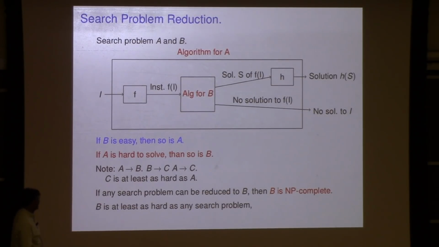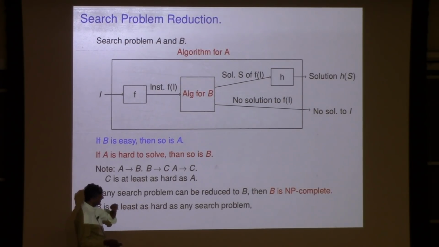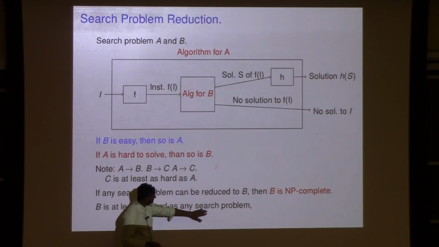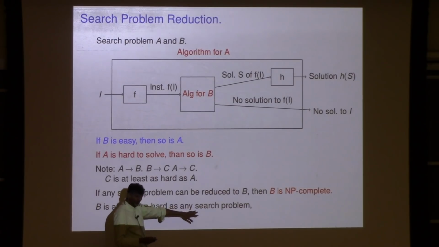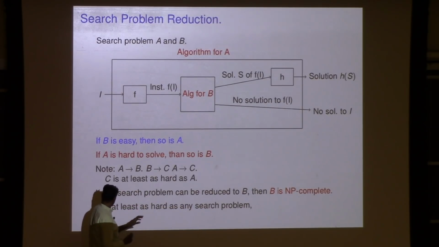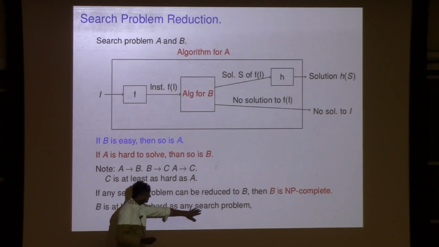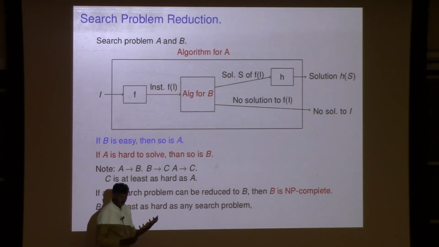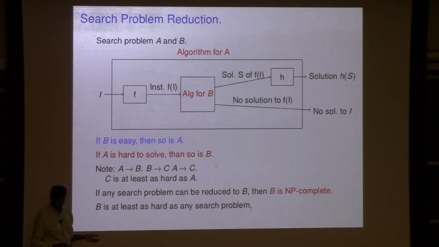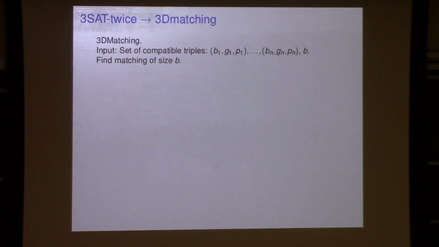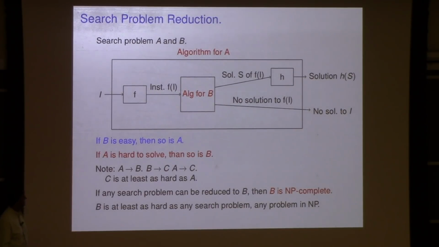Okay, so this means that B is at least as hard as any search problem. And remember, the way the book defines search problem is this class NP, if you look on Wikipedia. Search problem is a phrasing they use in the book, and it says any search problem is a problem whose answer you can confirm in polynomial time. So any problem in NP. So the search problem and NP is the same thing.